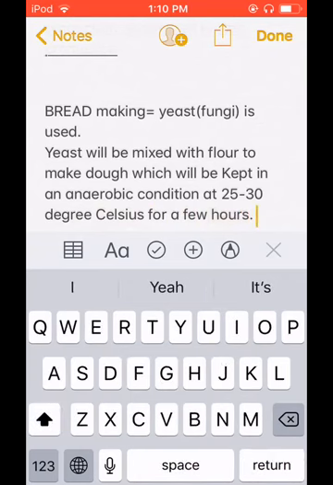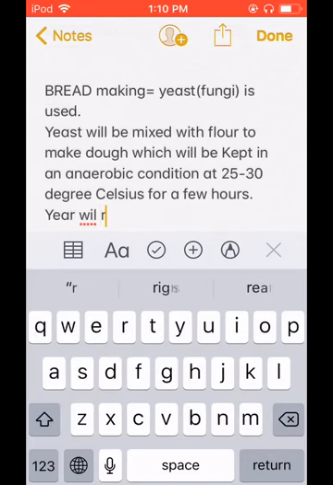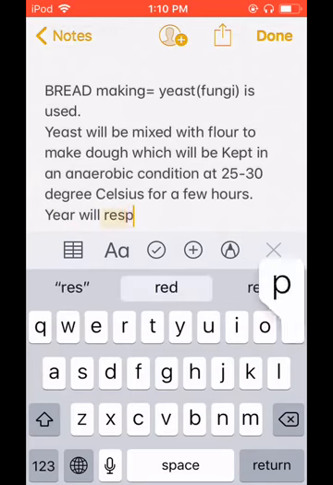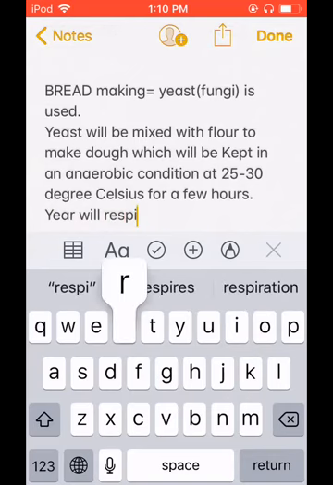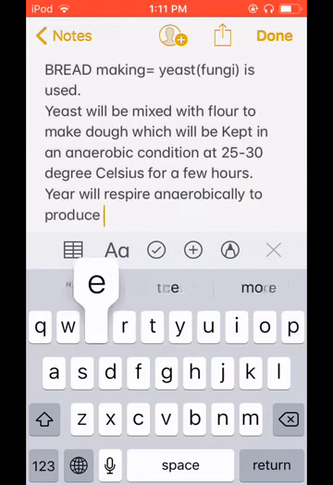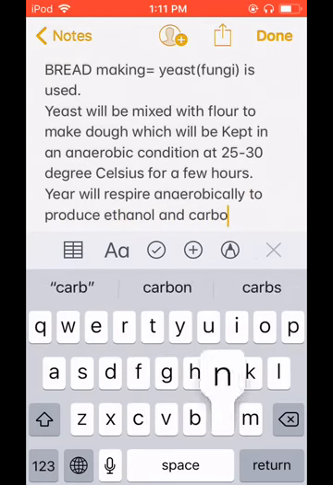So what happens now is that yeast will respire anaerobically. Benjamin, do you remember anaerobically yeast respire করলে কি কি products form হয়? Ethanol and carbon dioxide. Very good. Yay, you remember. To produce ethanol and carbon dioxide.